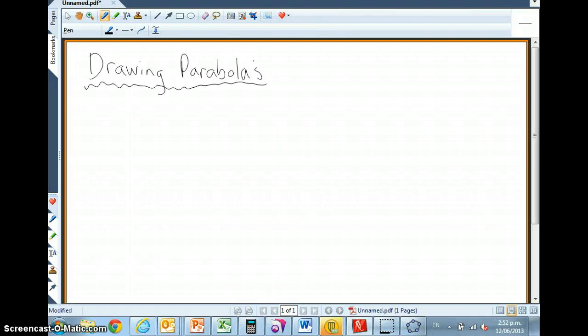Okay, so drawing parabolas. The most standard parabola there is written in this format: y equals x squared. You can compare that to a standard linear graph that is written in this format: y equals mx plus c, where m is the gradient and c is the y-intercept.